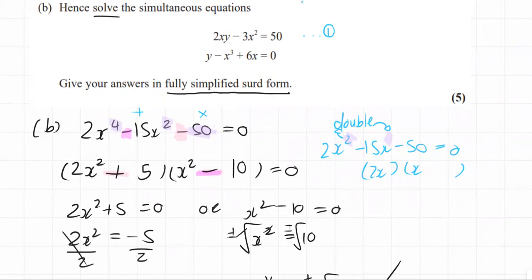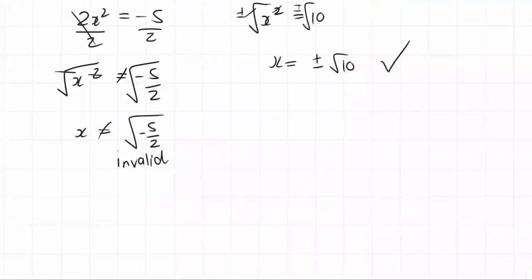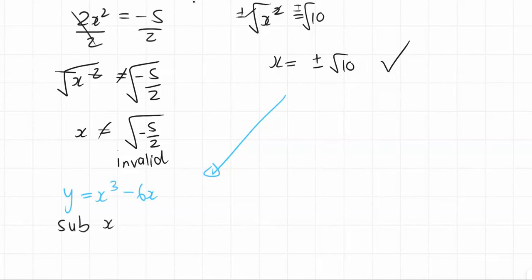So this would have been y equals x to the power of 3 minus 6x. That was our number 2. So I'm going to use that as our number 2. So we're subbing our x values back into one of the equations. So we sub x equals, let's do first square root 10, or x equals negative square root 10.